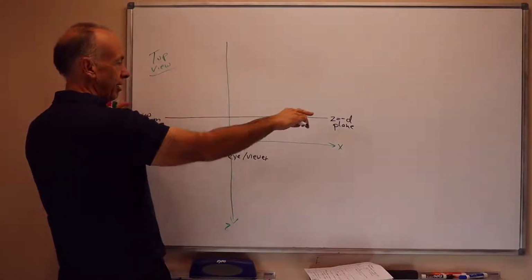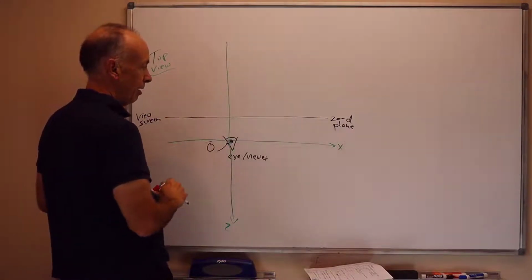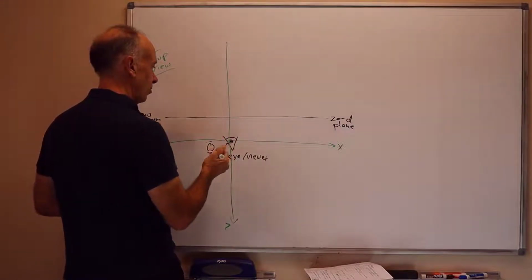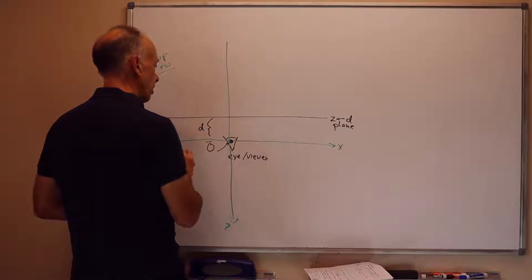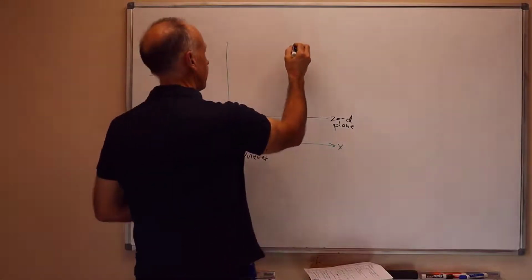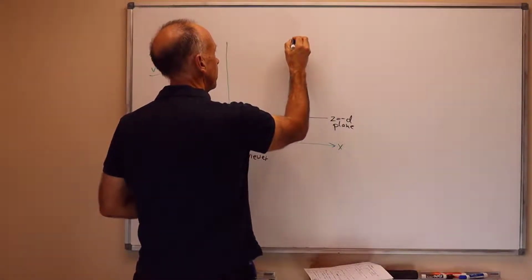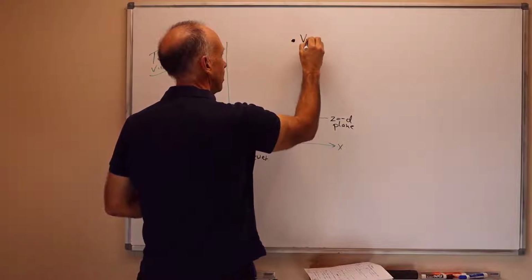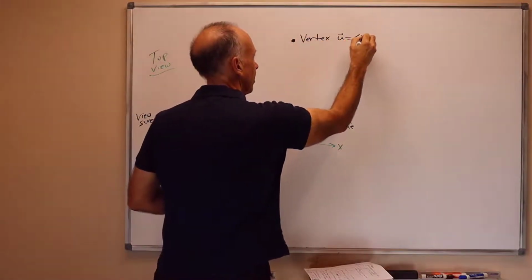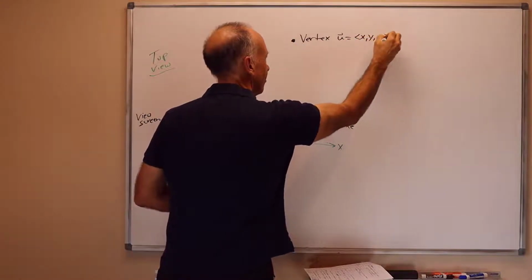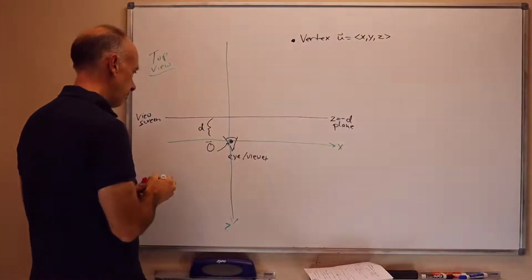And so this line represents the plane parallel to the xy plane. That's where z equals minus d. So this view screen is distance d from the viewer. And we've got some point up here. So here's some vertex, which I'll call u. And it's got xyz coordinates, which I'll call xyz.